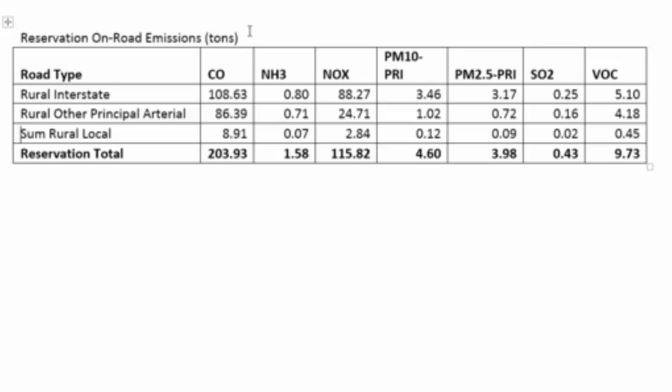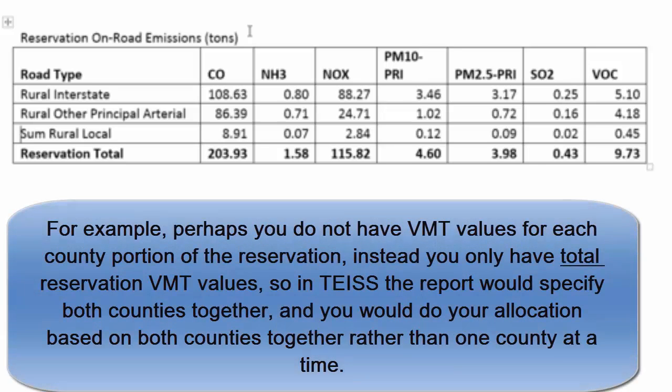Or if there's a different method you want to use to scale down the emissions, you could do that. For example, maybe you don't have the VMT values for each county of the reservation. Maybe you have a total VMT value. And in that case, it might be easier for you to just generate one report by selecting both Yavapai County and Coconino County in that filter of the report, and then using the total to allocate your emissions.